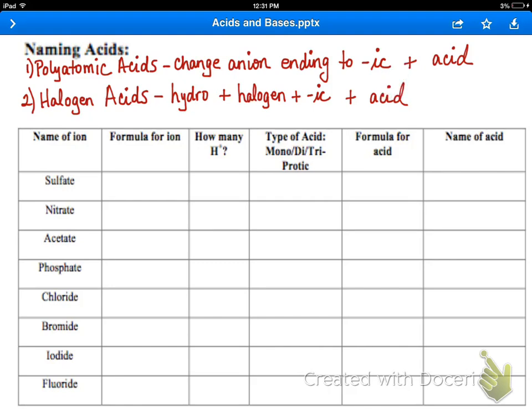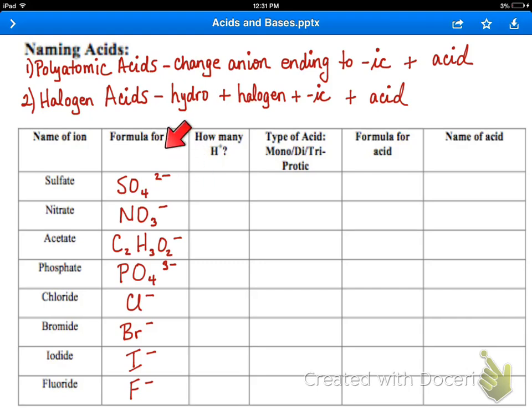So we're going to complete this chart in columns. We'll do the first column first, which is the formula for the anions. Any of the polyatomic anions that you don't know, you can find on your anion sheet, so you don't have to memorize them. Then we'll do each column one at a time. So here we get the anions from the anion sheet, and that includes sulfate, nitrate, acetate, phosphate, and then we have the halogens, which are chloride, bromide, iodide, and fluoride.